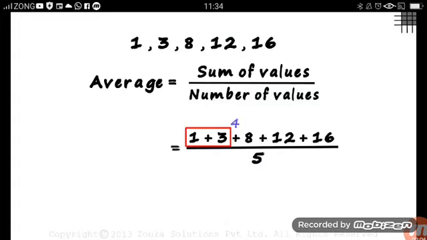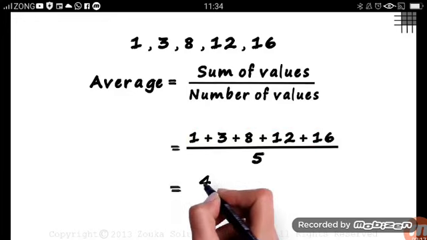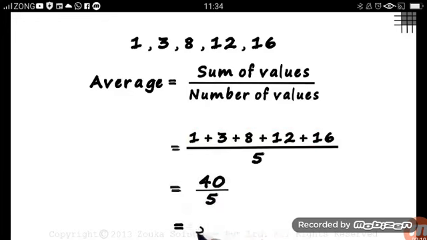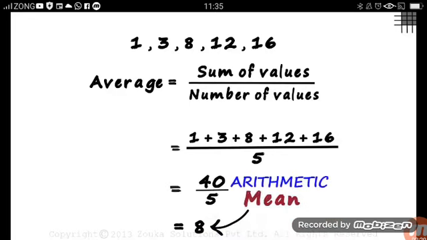1 plus 3 is 4. 4 plus 8 is 12. 12 plus 12 is 24. And 24 plus 16 is 40. So the average would equal 40 by 5, which equals 8. This is the average of the 5 numbers in the list. The average is also called the mean, or to be more precise, the arithmetic mean.